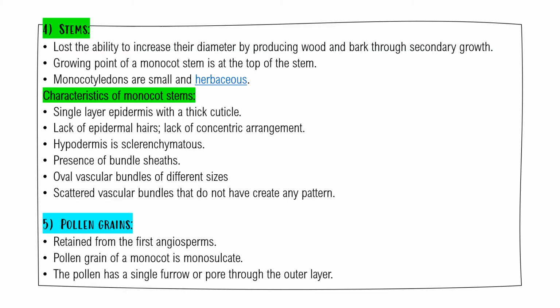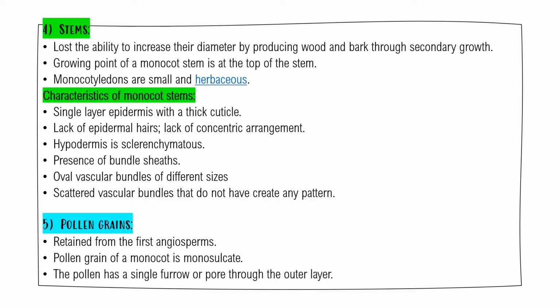Monocot stems have the following characteristics. First, a single layer epidermis with a thick cuticle. Second, lack of epidermal hairs. Third, lack of concentric arrangement. Fourth, hypodermis is sclerenchymatous. Fifth, presence of bundle sheaths. Sixth, oval vascular bundles of different size, and most notable, scattered vascular bundles that do not have any pattern.